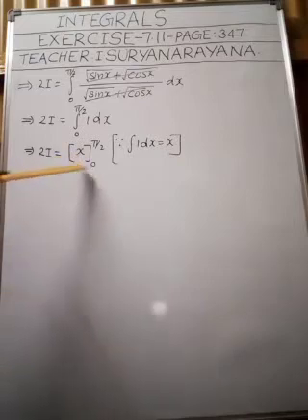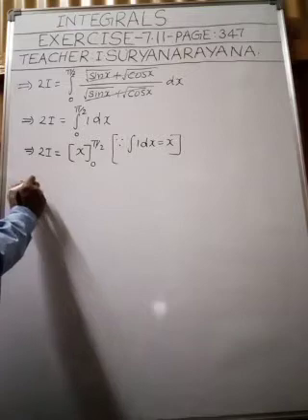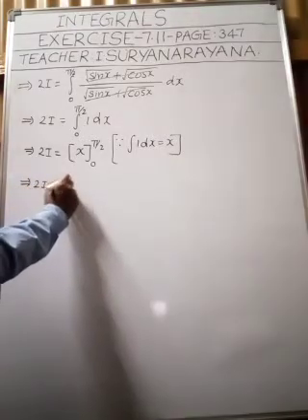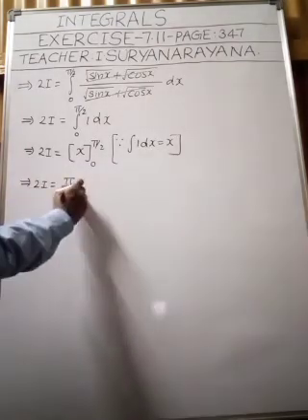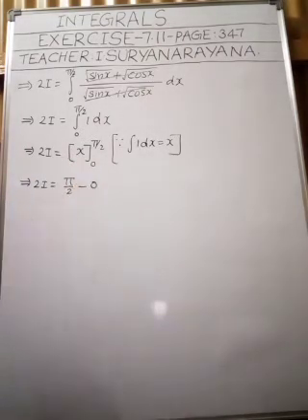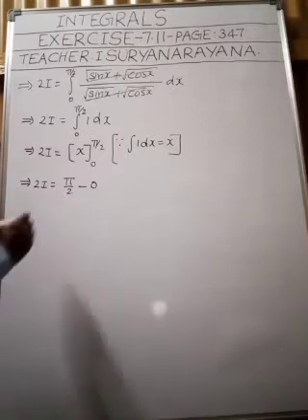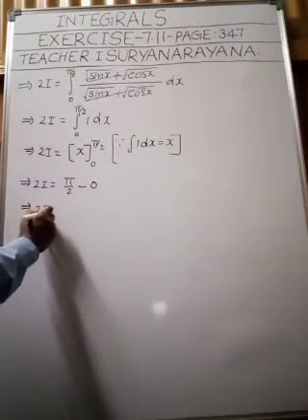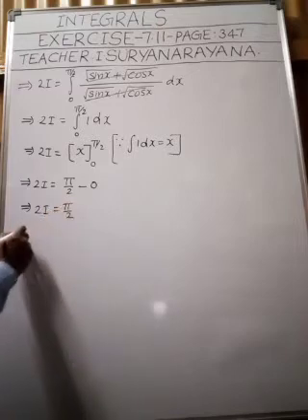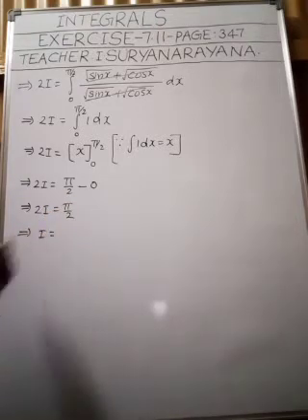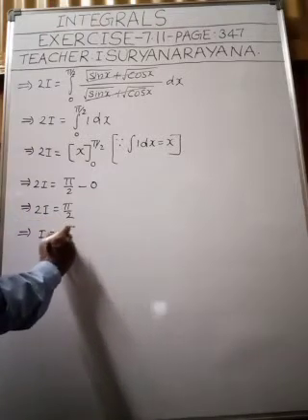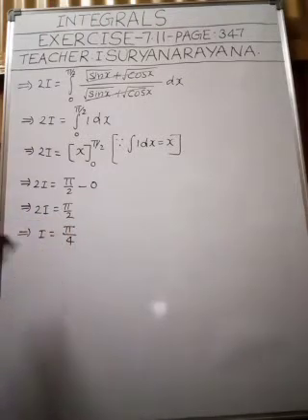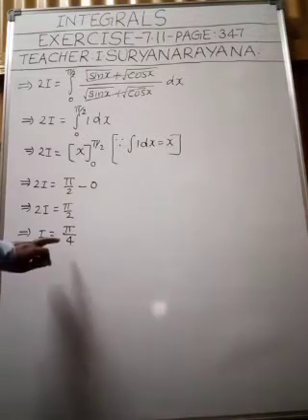Now in this function, we write upper limit minus lower limit. Okay, my children? So 2I is equal to pi by 2 x. In the place of x, we write pi by 2 minus lower limit 0. Understood this step, my children? This implies 2I is equal to pi by 2. This implies I is equal to, if we transpose number 2 to RHS, we get pi by 4. So this is the definite integral of the given function.